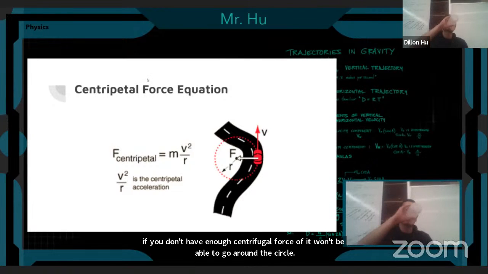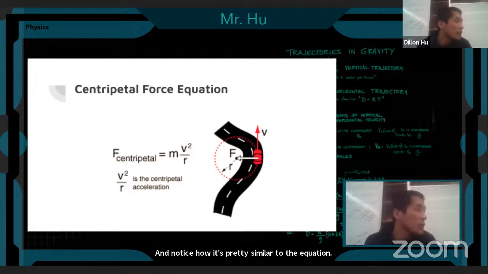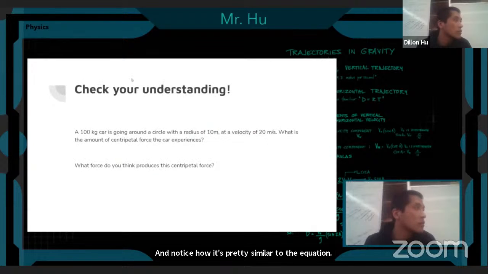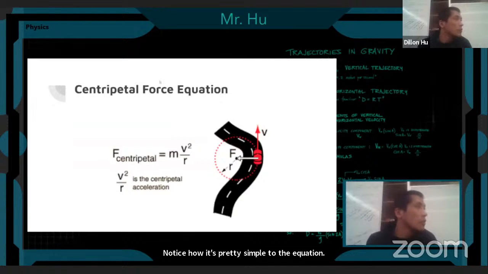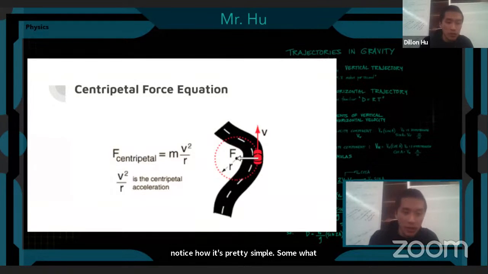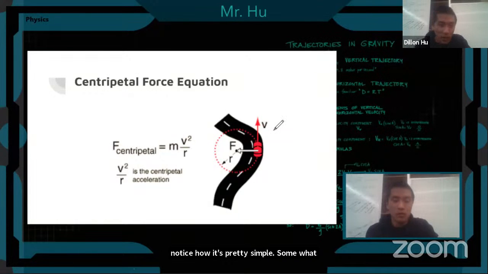So mv squared over r, a pretty important equation. Notice how it's pretty similar to the equation. Slow down. What? What's going on? Sorry, I'm trying to annotate and draw something. Give me a second.